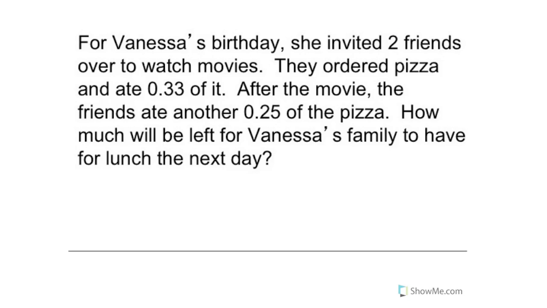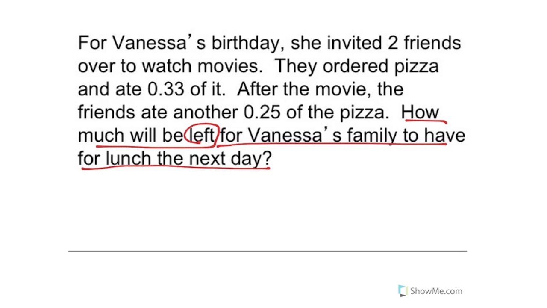For Vanessa's birthday, she invited 2 friends over to watch movies. They ordered a pizza and ate 3,300ths of it. After the movie, the friends ate another 2,500ths of the pizza. Here's the question. How much will be left for Vanessa's family to have for lunch the next day? All right, I'm going to go ahead and pause it while you give this some thought, and then we're going to go ahead and work it out together.